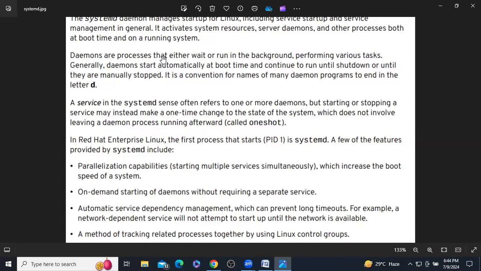Good. Now we are going to discuss systemd and systemctl, how to manage systemd objects with the help of the systemctl command.